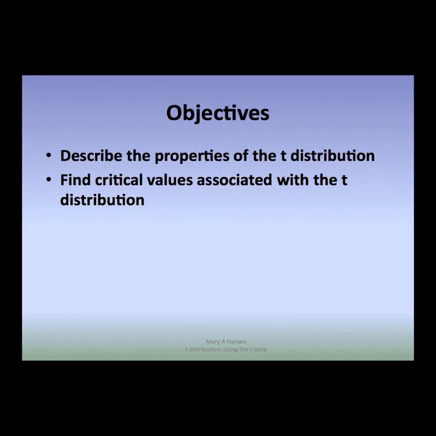Again, the objectives for this presentation were to be able to describe the properties of the t-distribution. Recall that the t is a family of distributions with a mean of 0. They are symmetric bell-shaped curves, and there is one t-distribution for every degree of freedom. Generally, the t-distributions have more probability in the tails and less in the center than the z-tables. The next objective is to find critical values associated with the t-distribution.